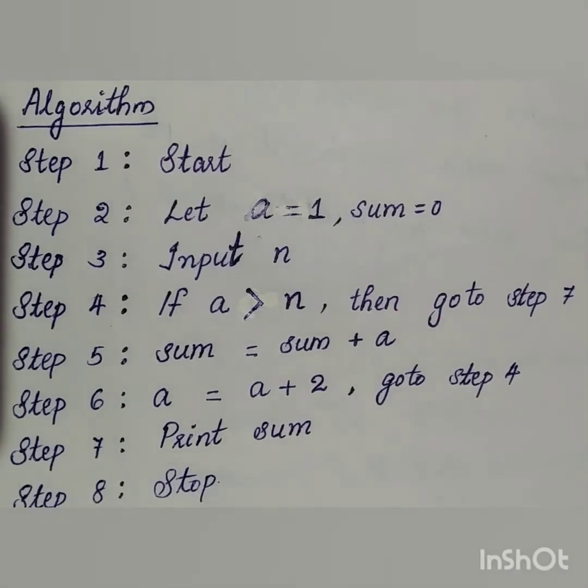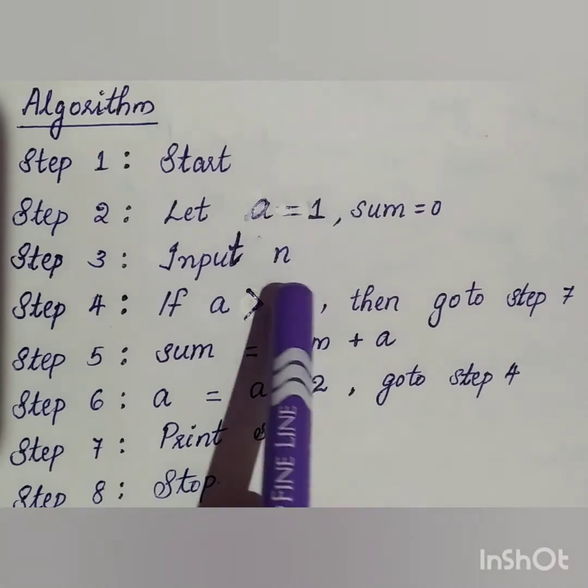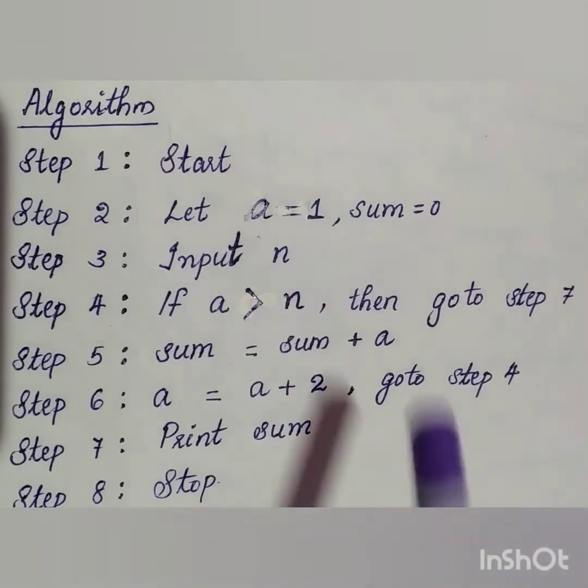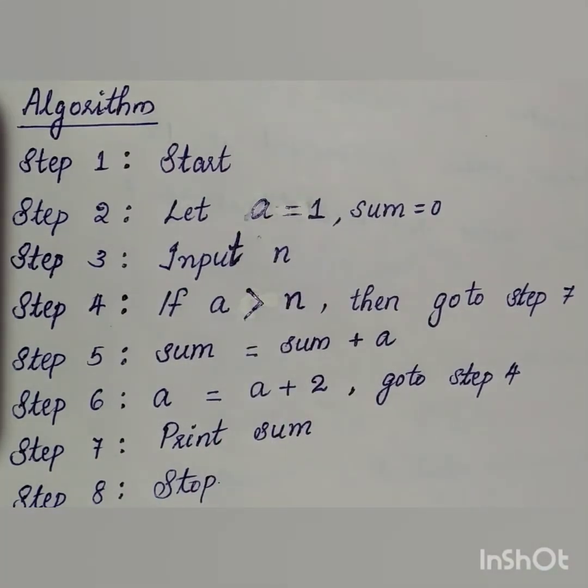So by this time we got the output as 9, which is the sum of odd numbers from 1 to 5, because the user gave the value of n as 5. We got the sum as 9. Now let's see how to draw its flow chart.